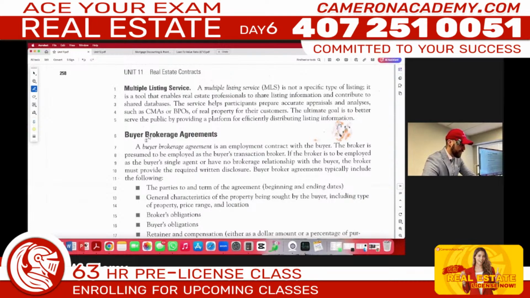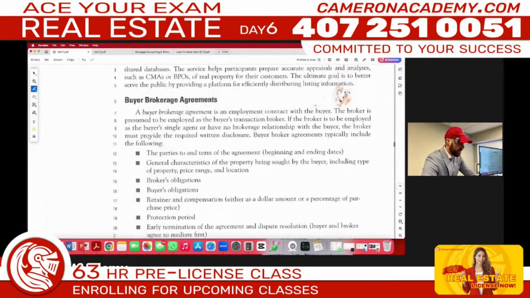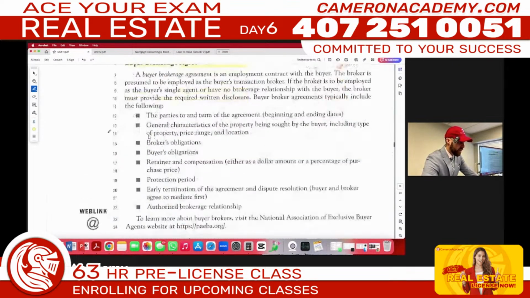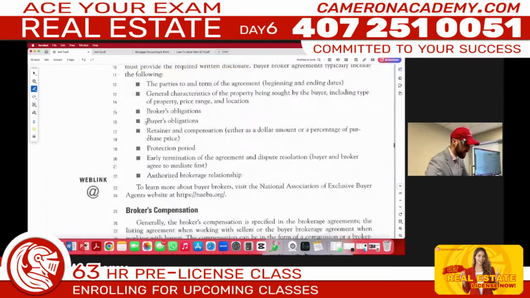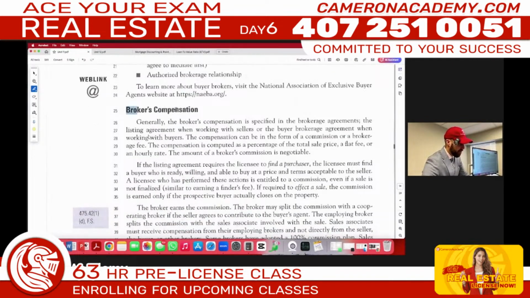Go to page 258. A buyer representation agreement. This is required now. If you're going to be a realtor, it's required. And most people, if you're going to be working residential, you're going to be working with buyers, you're going to be a realtor, you're going to join the membership. If your broker has a membership, you have to have the membership. It's not free, it's not cheap. But let's talk about broker's compensation. It says it's detailed in the agreement you have with your employer.